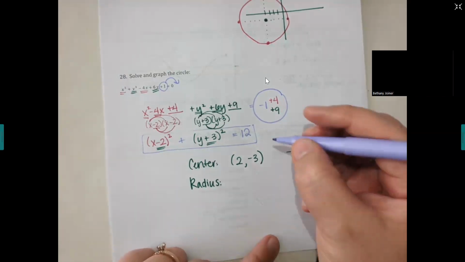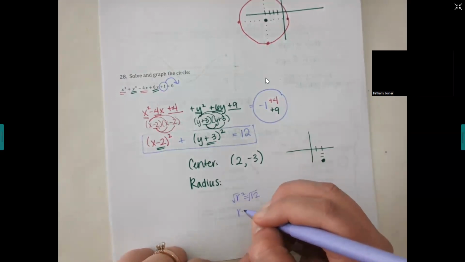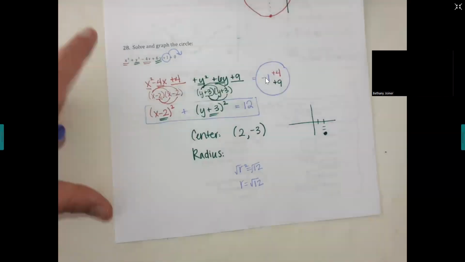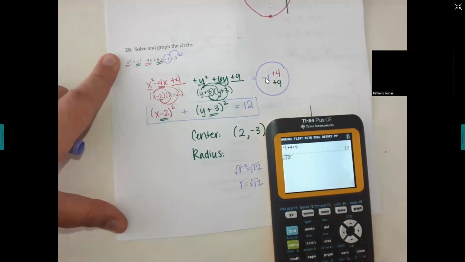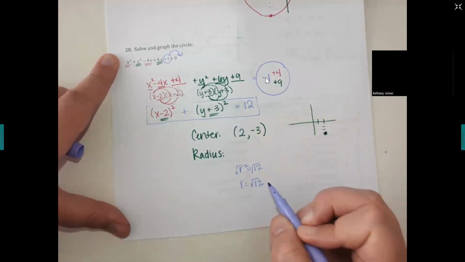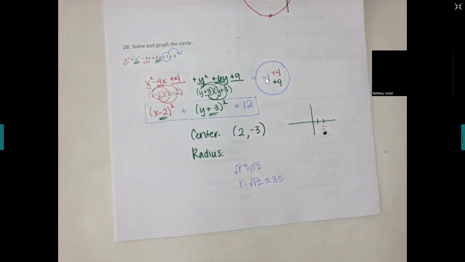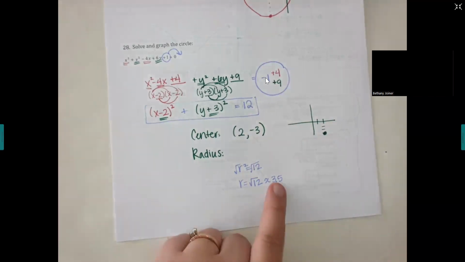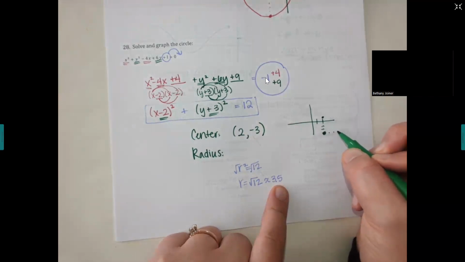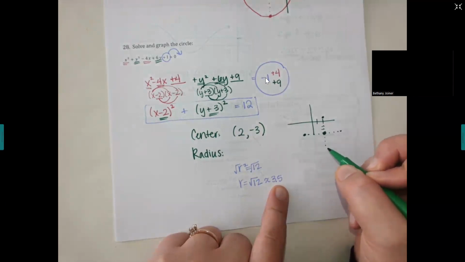So if 12 is r squared, then I need to square root both sides to know what my radius is. And I wish that 12 were a perfect square root, but it's not. So let's find out exactly how big the square root of 12 is. It's about 3.46, or we'll put 3.5. So when I come over here to my graph, I'm going to go 3.5 this way, in each direction: up, down, left, and right.